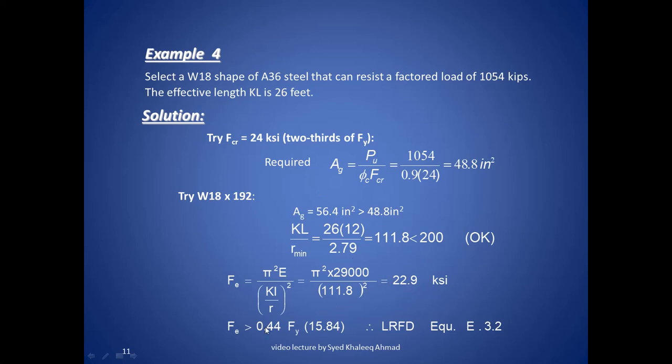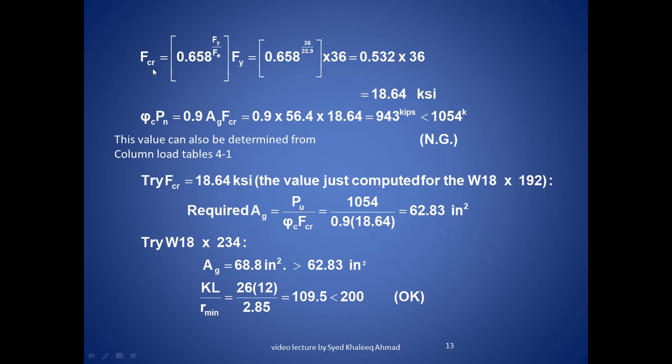Now you check that this value of Fe is greater than 0.44 Fy. So we have to use LRFD equation 3.2. We come to that equation, Fcr is equal to 0.658 to the power Fy upon Fe, times Fy. For this approach of finding the design strength, please refer to the previous lecture for design strength of the steel column. So Fcr we calculate in this way, substituting the values, and this gives you a value of 18.64 ksi.